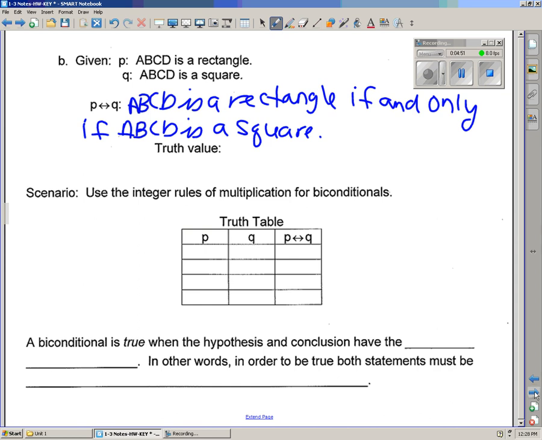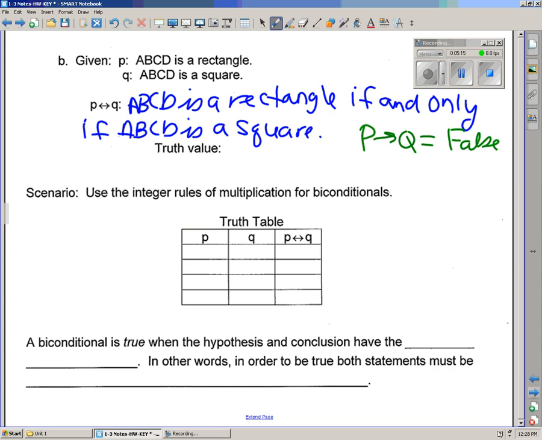So we know that if we take the conditional, if P then Q, if ABCD is a rectangle, then ABCD is a square. We know that that happens to be false. We talked about this, I believe, the other day, because for a rectangle to be a square, all four sides must be congruent, and that's not the case.